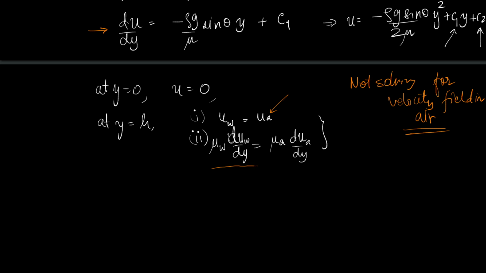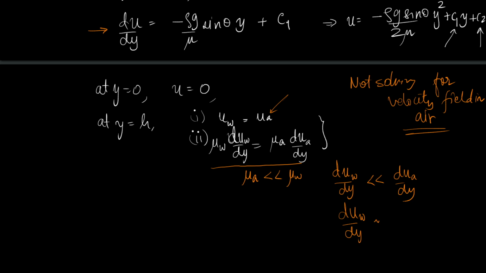So we can make use of this boundary condition with the approximation that mu A, because it is much smaller than mu W, 3 orders of magnitude, that's the ballpark figure, and that implies du W dy. So if mu water is much larger, then du water dy is going to be much smaller than du A dy. And if this is true, then du water dy can be approximated to be 0.